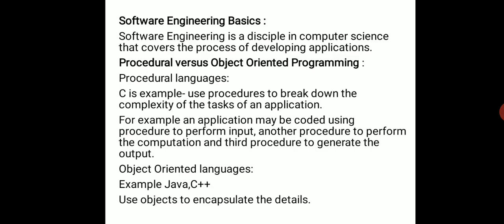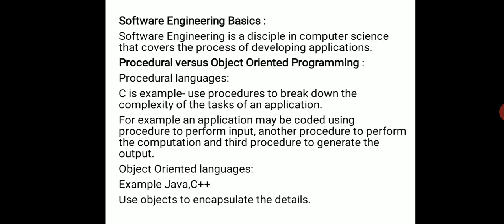Software engineering is a discipline in computer science that covers the process of developing applications. To develop an application or software, we will have to go through certain processes. For example, requirement collection or a hardware software specification, ER diagram, and testing the project, etc. So software engineering specifies these processes, and these processes are documented.